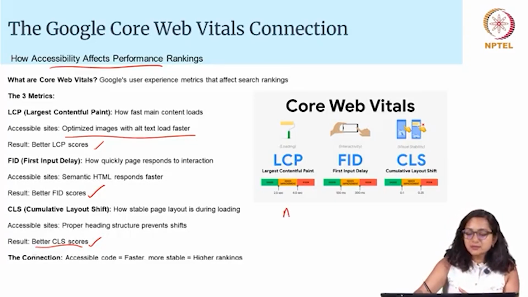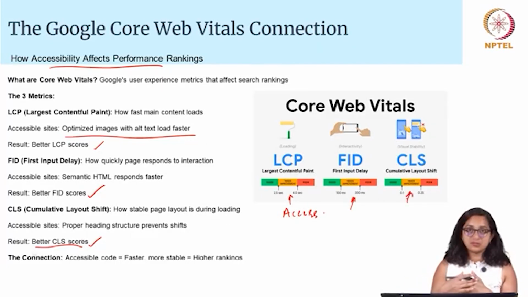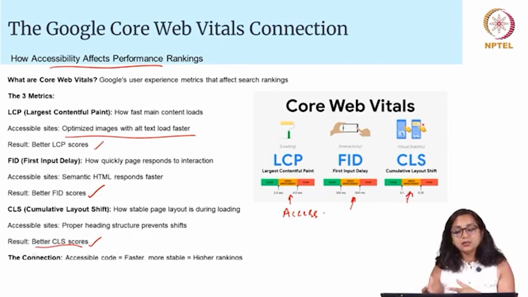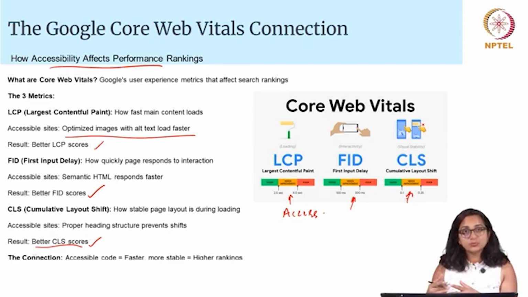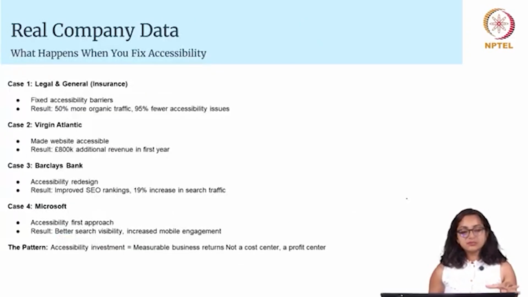So, following accessibility standards will directly influence all of these metrics. If you've made the web page accessible, it will automatically fulfill these criteria and result in better rankings. And then there are some real examples also.